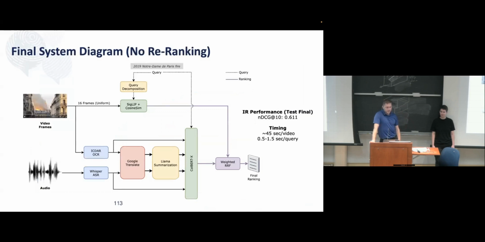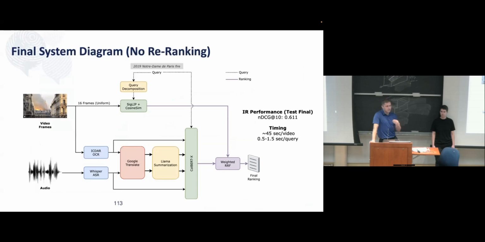And this is just the final system diagram without re-ranking. This is just to show NDCG at 10 for this system. Again, it is not using any of the Oracle human descriptions. The NDCG was 0.611, so that's where the almost 100% improvement is.